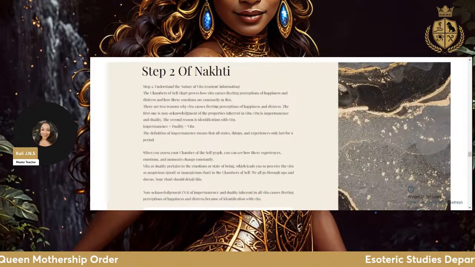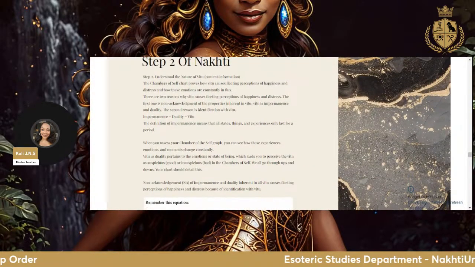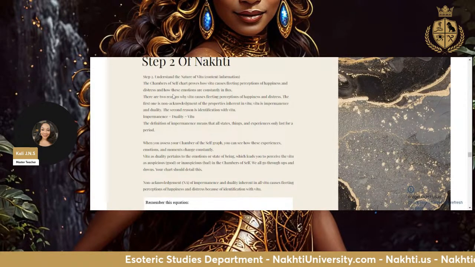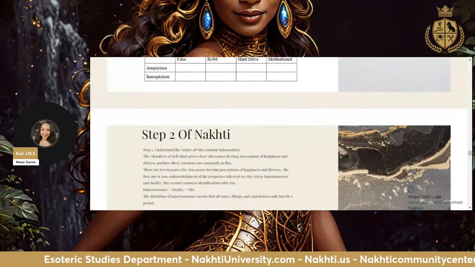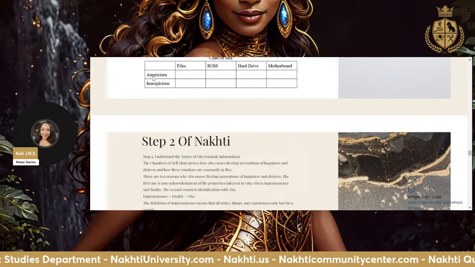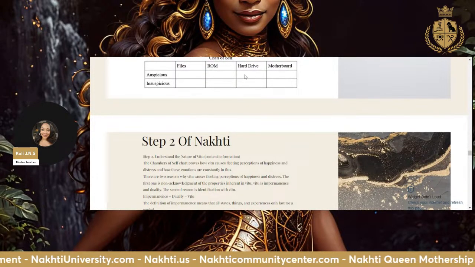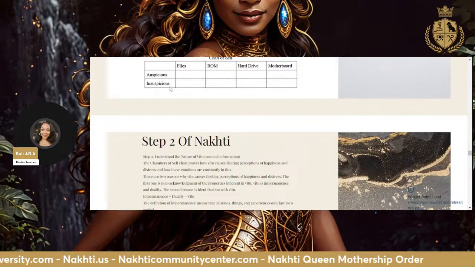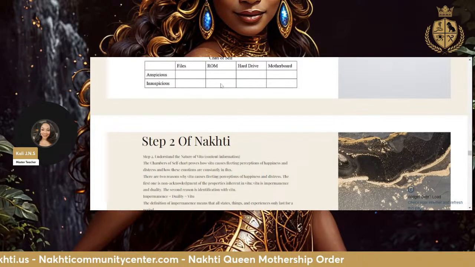Okay. Now we already went through this. Now you understand the nature of content. You see right there in this chart, there are fleeting moments of happiness. The auspicious moments tell you that there's happiness. The inauspicious moments tell you that there's sadness through the inauspicious chart.